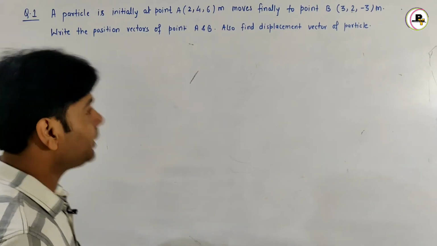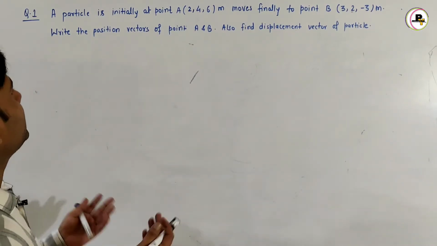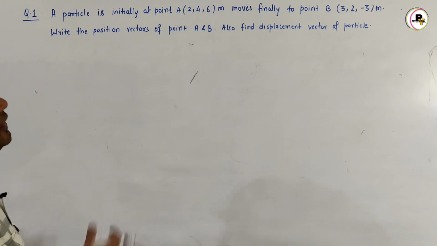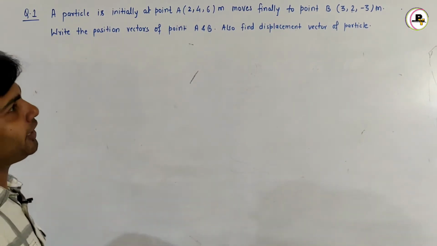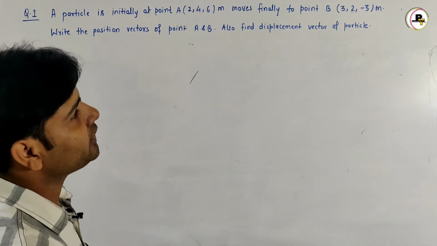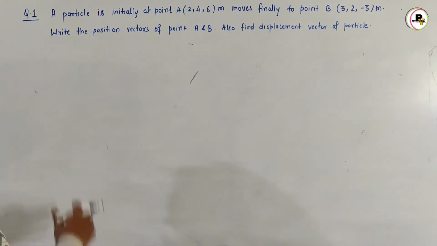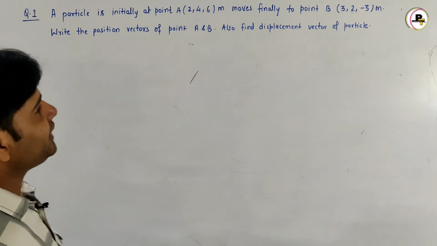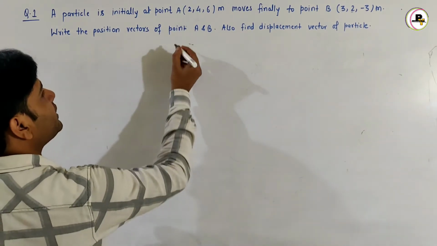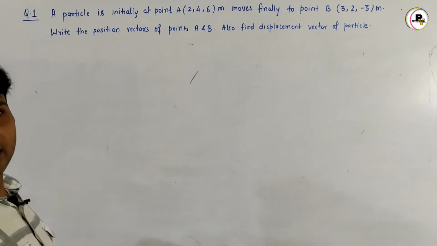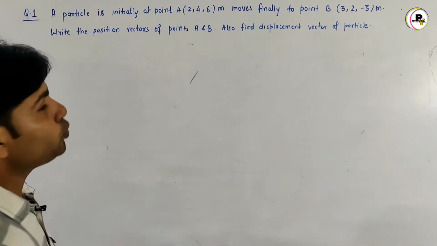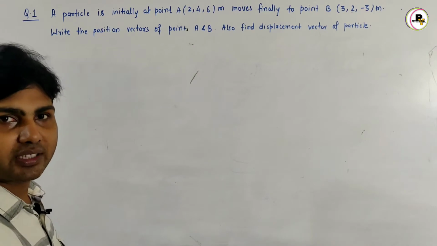So let's take an example. Suppose there is a question: a particle is initially at point A having coordinates 2, 4, 6 meter, and moves finally to point B having coordinates 3, 2, minus 3 meter. Write the position vectors of points A and B. Also find the displacement vector of the particle.